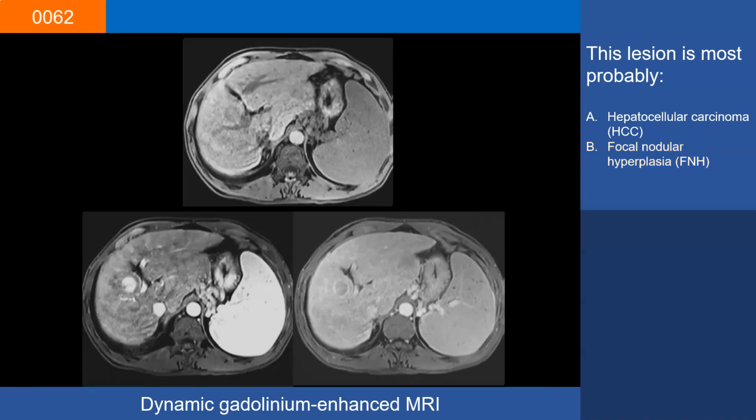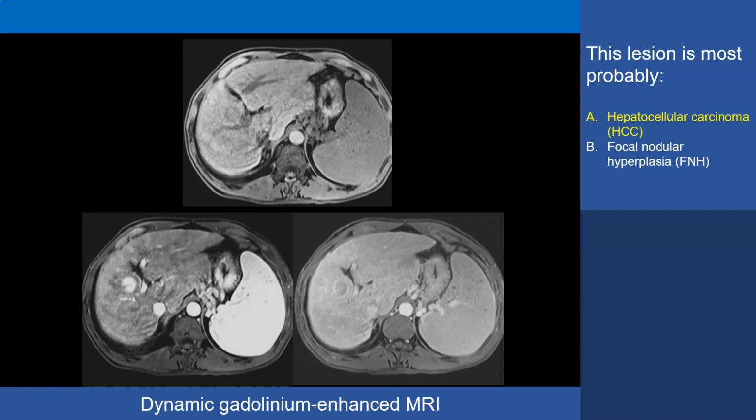in the cirrhotic liver. Case 62, this lesion is most probably A. hepatocellular carcinoma, B. focal nodular hyperplasia, and again you are provided with dynamic gadolinium enhanced MRI. The correct answer in this case is hepatocellular carcinoma. The lesion enhances strongly on the first phase of the study and then washes out to hypointensity on the delayed image with enhancement of a pseudocapsule.